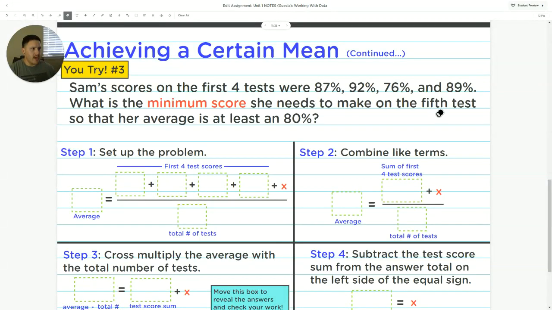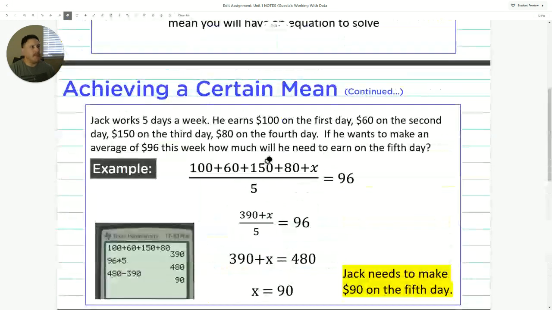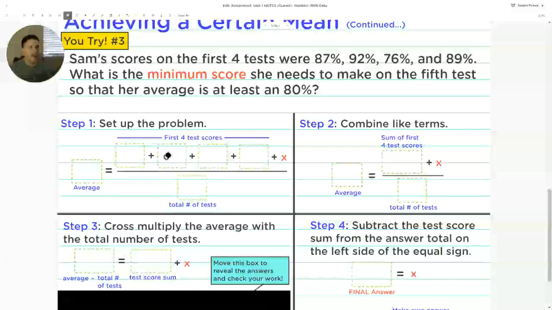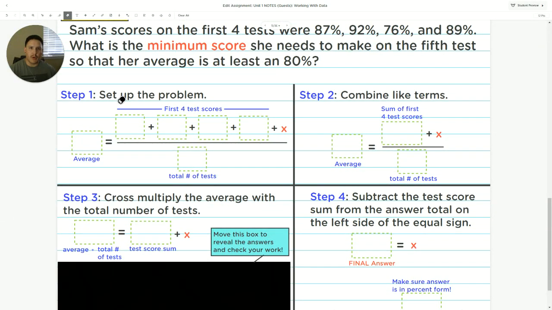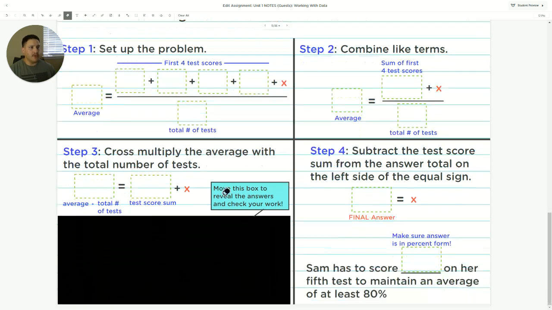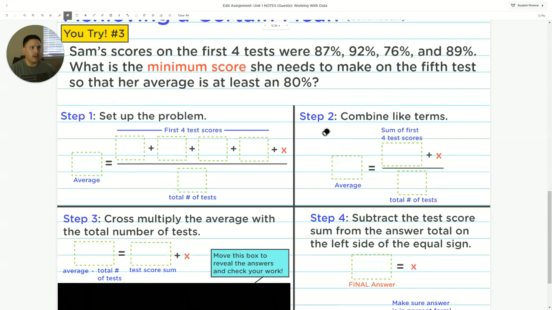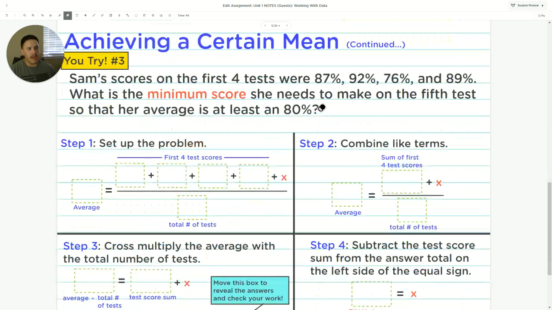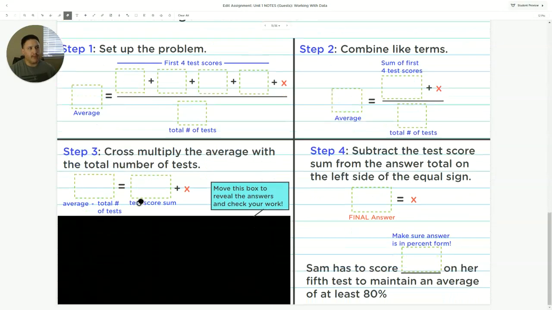You try number 3. You're going to read the problem, structured very similarly to the example that we just did. You're going to try this problem starting with the first step, which is to set up the problem. Figure out what the first 4 test scores are, the total number of tests, and what the average is equal to. You're then going to combine like terms. You're going to cross multiply, in a sense, to get rid of certain things. Just like what we did over here, we multiply the 5 to both sides. You're going to cross multiply this bottom part to the other side, and then get the rest of your answer.